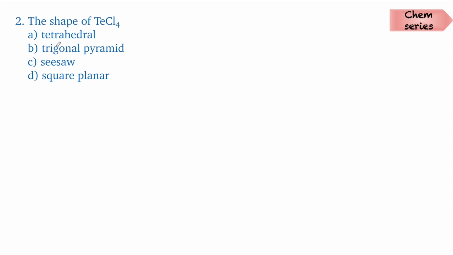Coming to second question, the shape of TeCl4 is. There are 4 options given, and any one of the options is right. Let us check which option is right. Take TeCl4, tellurium valence electron is 6, it is the central atom, right?